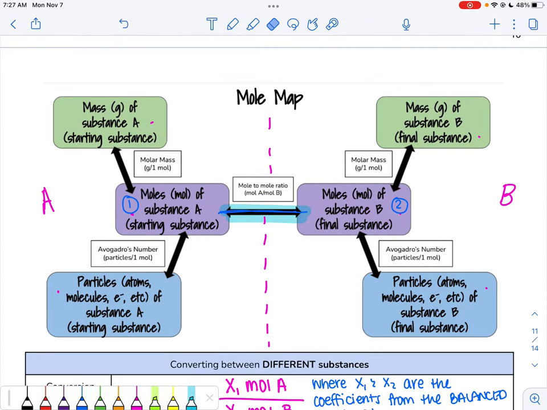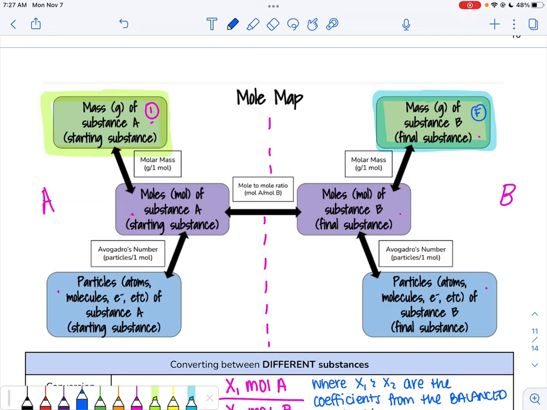So let's check out the mole map. According to the mole map, let me erase this. I'm starting out with mass of one substance. So that means I'm starting out here. Your initial substance, your starting substance, I recommend calling substance A. It really doesn't matter. You could start as substance B2, who cares? So we're starting out at mass of substance A. That means this is my initial, this is where I'm starting. I need to get to mass of another substance. I need to get over here.